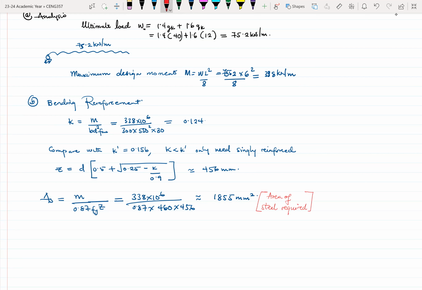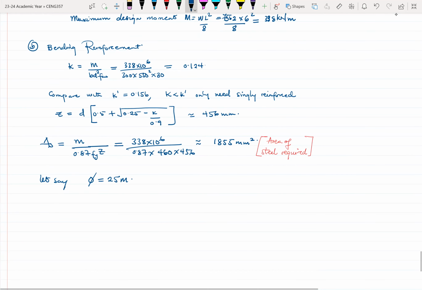All right, so once we have that, now let's continue with our calculations. We have the area of steel required, but we also need to know the number of rebars that we need. So let's say we choose rebar of diameter 25. All right, so let's say 25 mm.